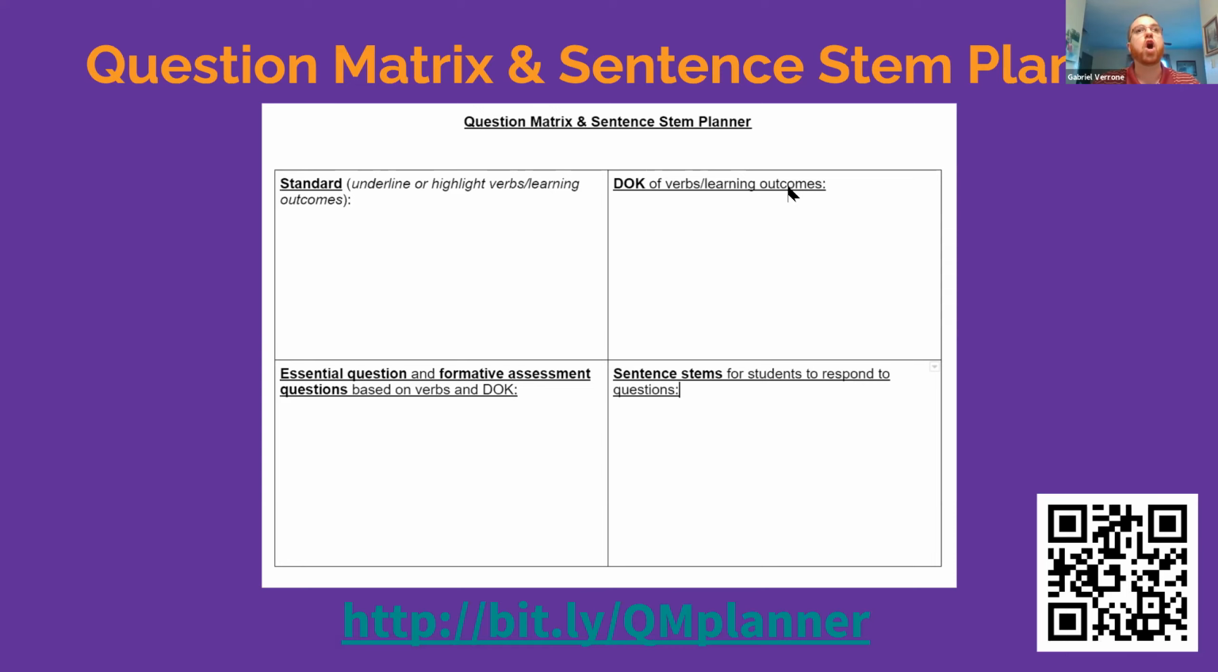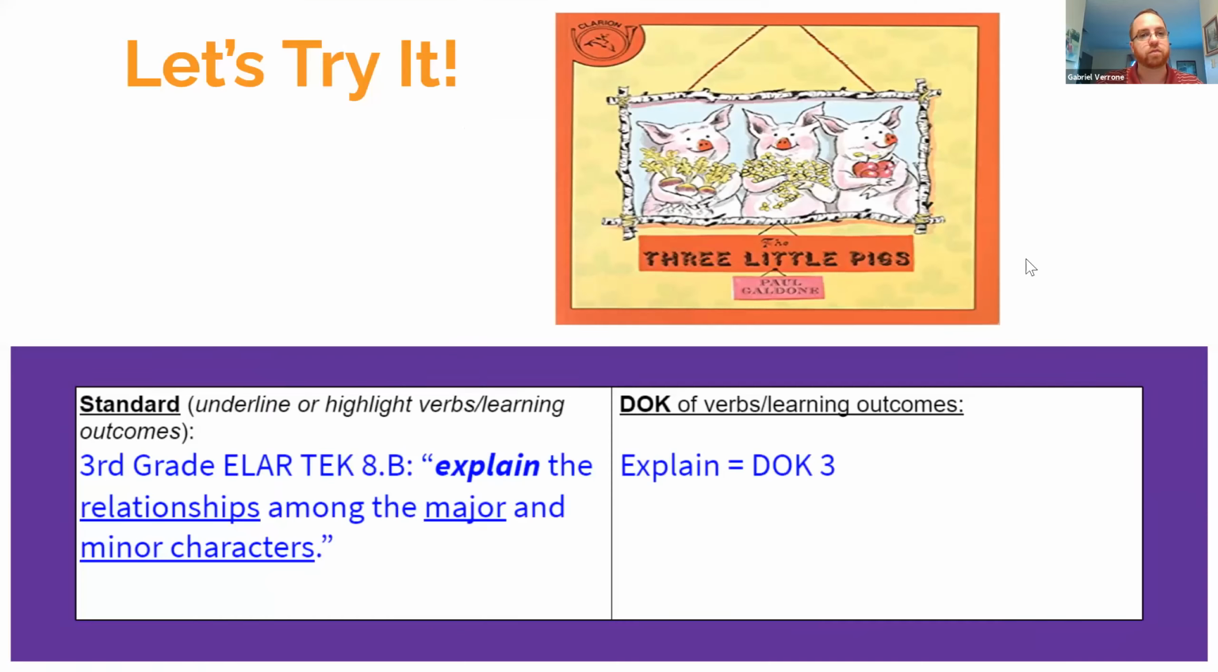Once you've discovered, oh, I'm at this level of depth of knowledge, 2 or 3, and again, it's not perfectly aligned to the question matrix, but it gives you an idea of how difficult your questions probably need to be for students to show mastery at the intended level of difficulty that the standard was designed for. Then you can use the question matrix to generate some questions, and then you can write some sentence stems to directly answer those questions. And if you're thinking that's very abstract, let me show you what it looks like in practice.